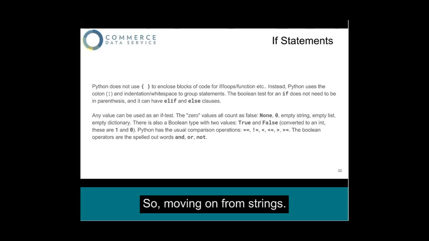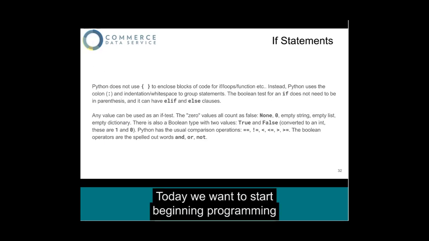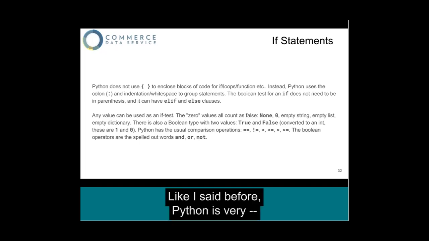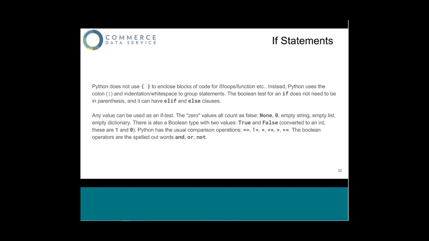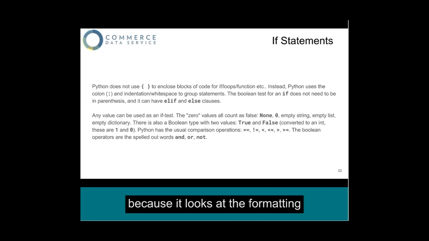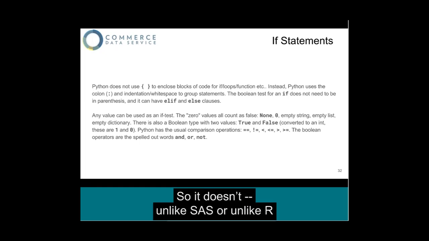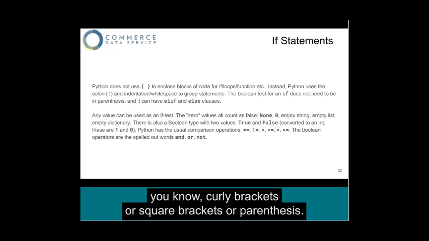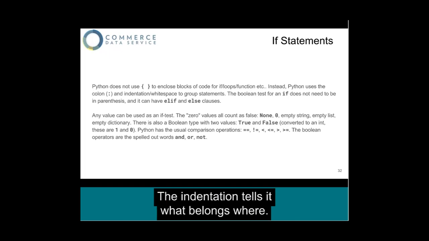Moving on from strings, say we want to begin programming some logic into our program. Like I said before, Python treats whitespace very specifically because it looks at the formatting of how you write your program to decide what belongs where. Unlike SAS or R or a lot of languages, it doesn't enclose things in curly brackets or square brackets or parentheses. It looks at the way you format it. The indentation tells it what belongs where.